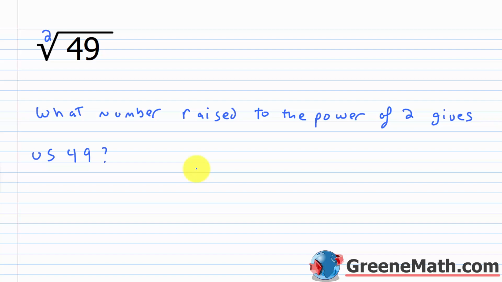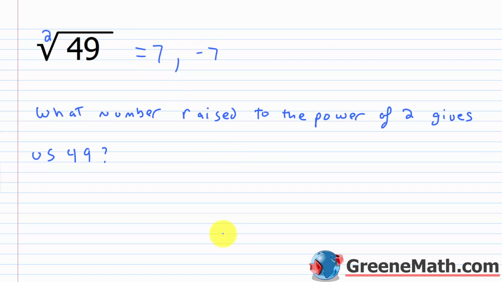Now, how do I go about figuring this out? Well, if I don't have a calculator, I need to factor. 49 happens to be a perfect square, so it's built from the product of a rational number times itself. And we'll talk more about the definition of a perfect square in a minute, but essentially when you factor 49, you only get 7 times 7, or you also get negative 7 times negative 7. So to answer this question, what number raised to the power of 2 gives us 49? It's 7, or also negative 7.